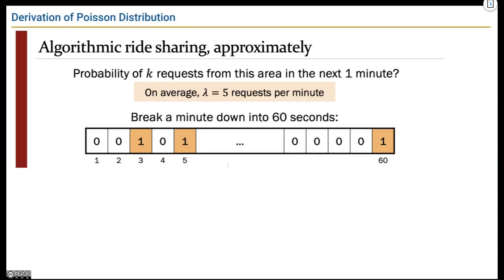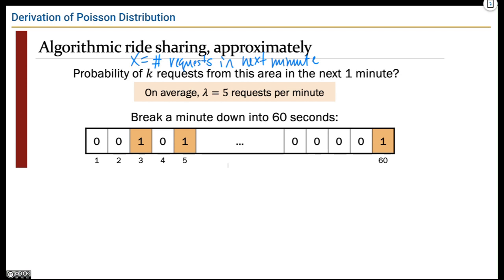So, the probability of k requests from this area in the next minute. Again, that's what we're going to define as our number of requests in the next minute. That is going to be our random variable. We're going to call that X.